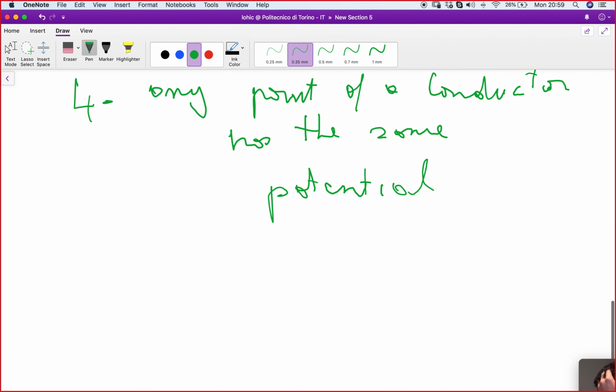That is why when we talk about the potential, we say that a conductor has a potential of 5 volts, a conductor has a potential of 10 volts. So don't be surprised if I talk about the potential of a conductor, because a conductor in equilibrium has always the same potential at any point.